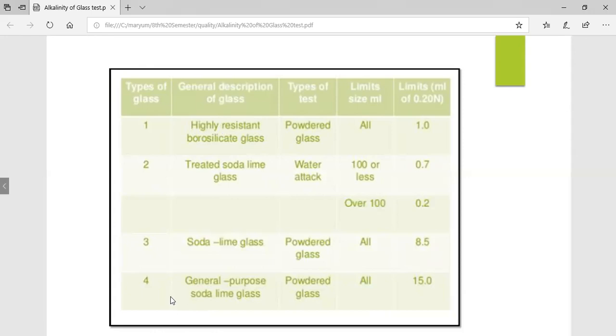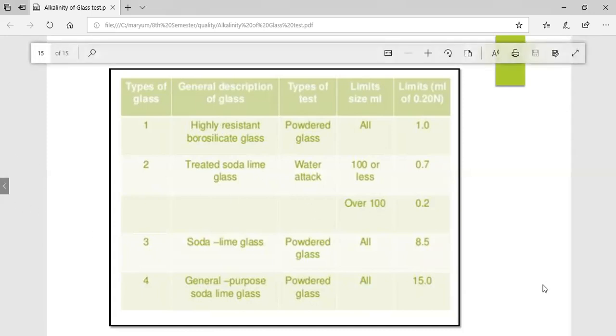And for type 4 glass, which is general purpose soda lime glass, we perform the powder glass test, and we can use any sample size. But the limit for the acid is 15, meaning a maximum of 15 ml of 0.02 normal H2SO4 neutralizes the glass when we perform the process on it.